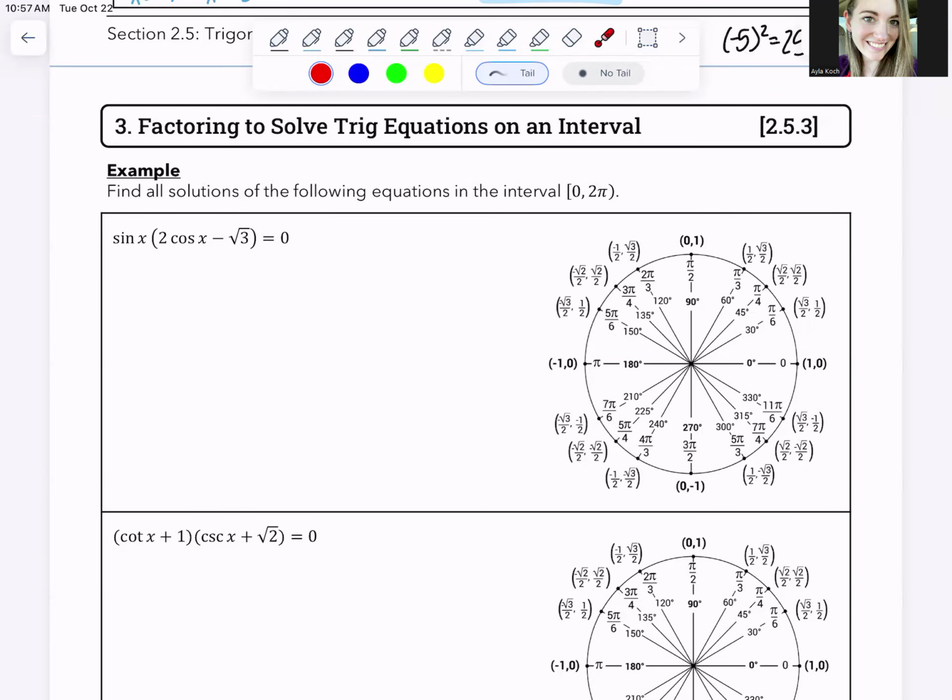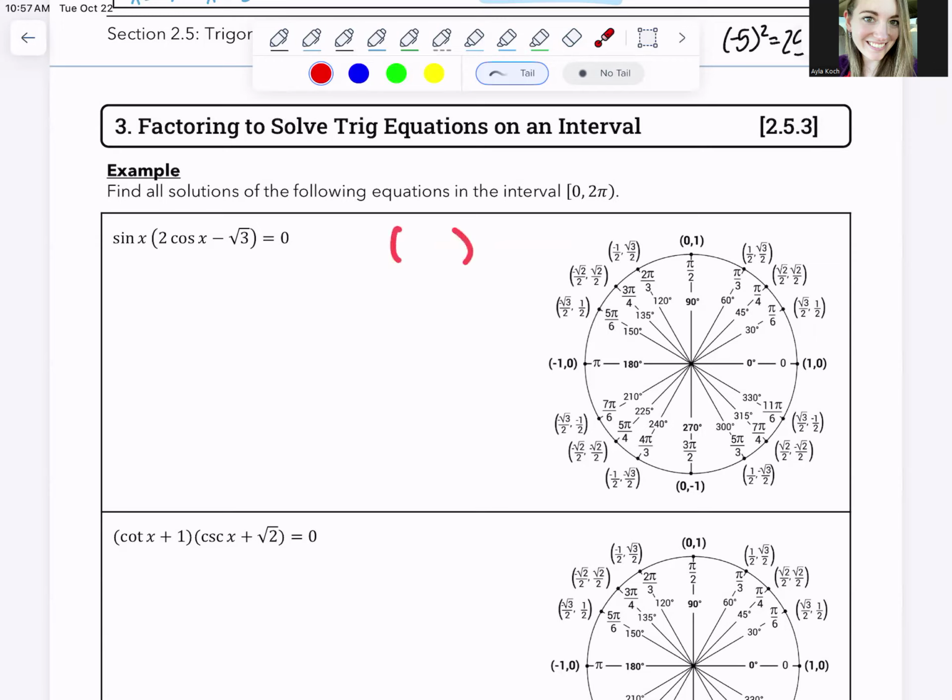Factoring to solve trig equations on an interval. All right. So in the previous video, we did a quick review of factoring and we talked about the zero product rule, where we said if you have two things multiplied together and they're equal to zero, then either one or both of these things have to be zero, because that's the only way to multiply to zero.